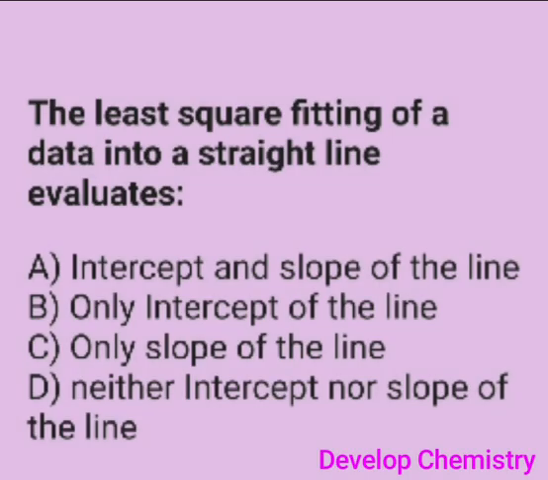See the question on your screen. The least square fitting of a data into a straight line evaluates intercept and slope of the line, only intercept of the line, only slope of the line, neither intercept nor slope of the line. So, I hope you are very much clear about the concept. So, what is the right option here? Option number A, that is intercept and slope of the line. You can evaluate both the things.